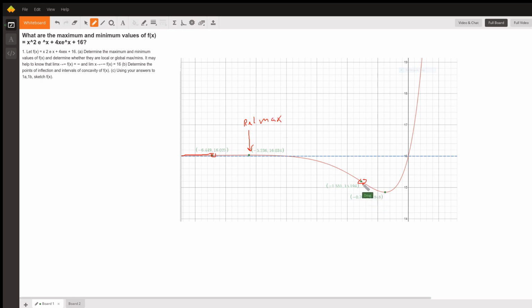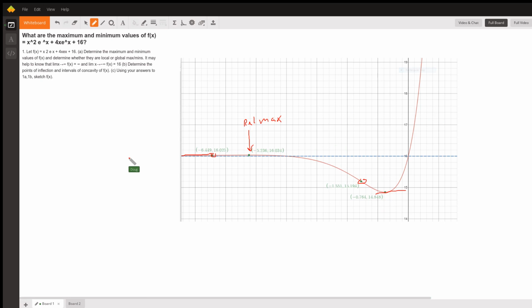And here's another point of inflection. And here the slope of the tangent line is 0. This is a relative minimum for sure. But it looks like it's actually an absolute minimum, because as x approaches negative infinity, the function values are getting closer and closer to 16. And as x approaches infinity, the y values are approaching infinity. So there is no absolute maximum, but this is an absolute minimum right here.